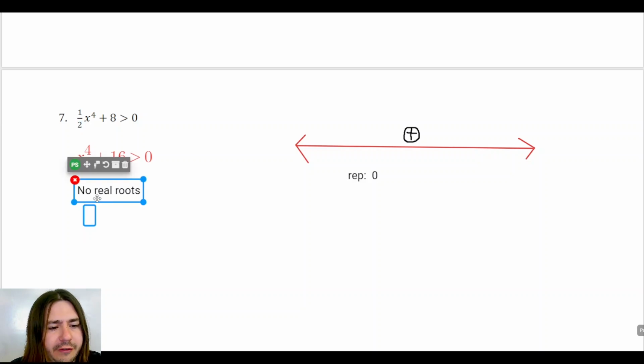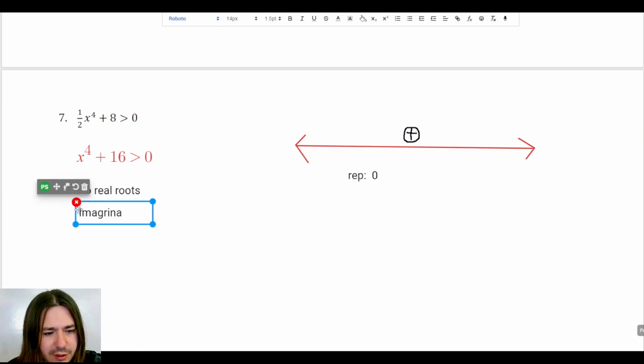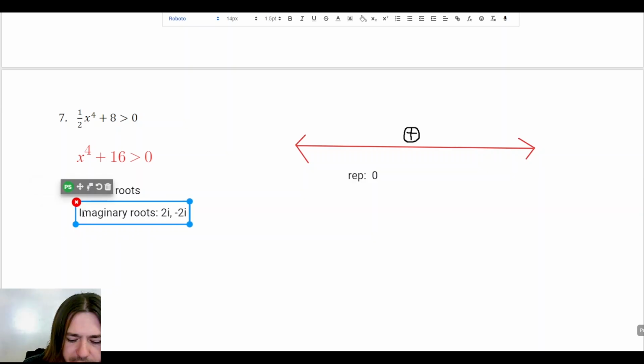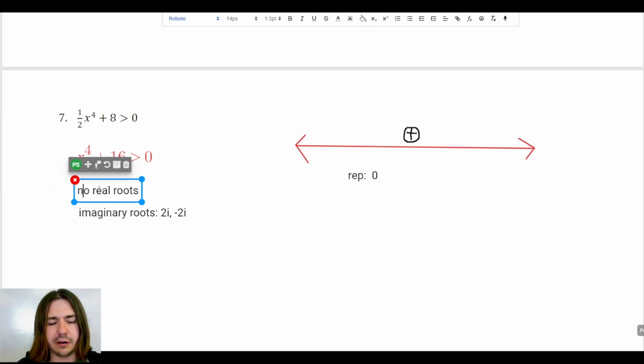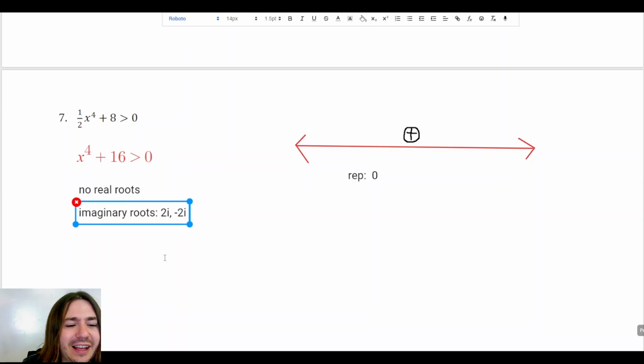I'm not asking for the imaginary roots, I'm just writing this down as an FYI. The imaginary roots are going to be plus or minus 2i. Just throwing it out there. This unit, I'm not going to be really asking for the imaginary roots, and they don't really affect our solution set here. It's just extra info.